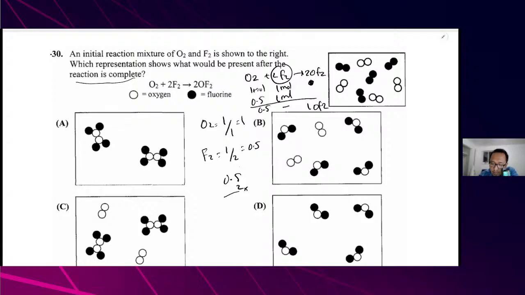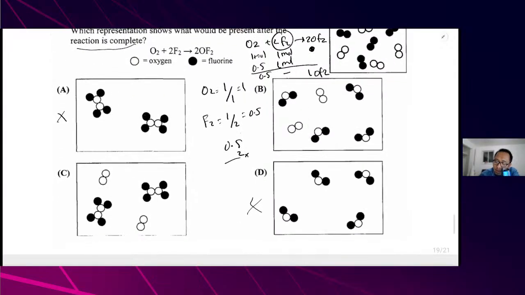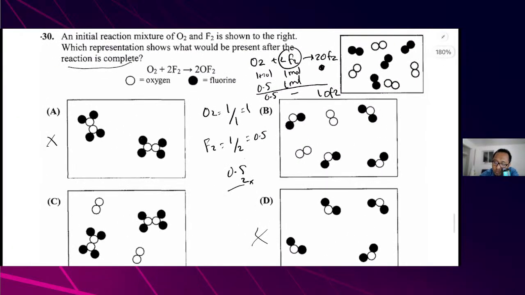Then let's take a look at oxygen. Which one still has it? Just C and D, right? So it will not be the answer for A and B. C and D still have it. However, let's take a look at the ratio of each compound. O2 only has half, so it should be different.